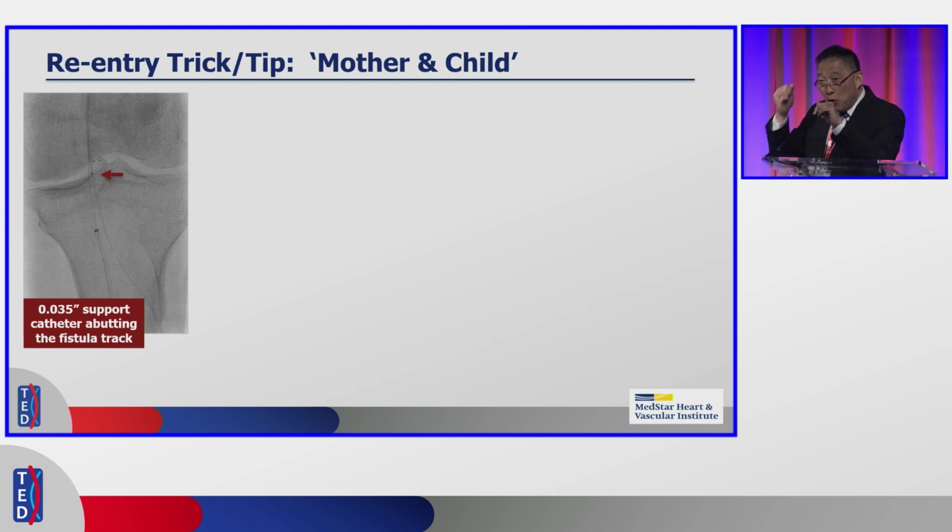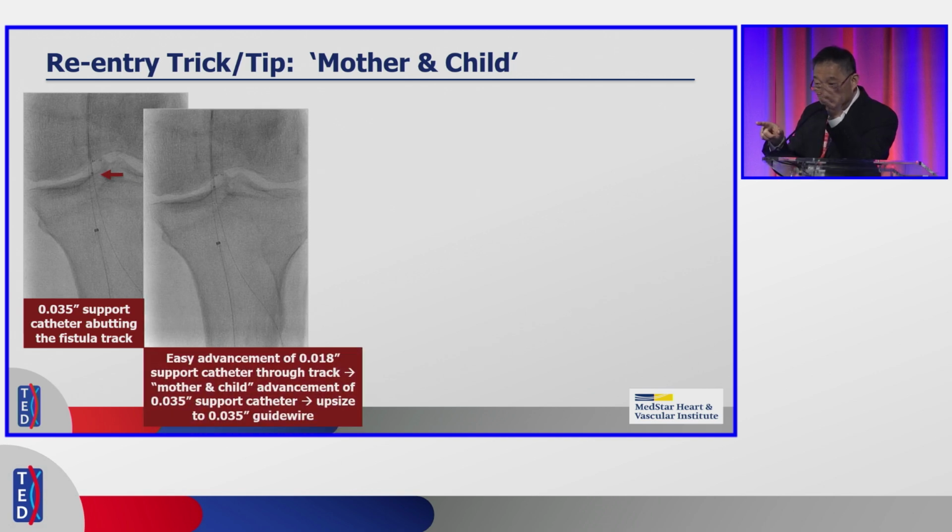So instead of putting the 018 support, I put an 035, then advance an 018 inside it. And you can see from this, which I see often, if you get the 035 in, it just stays on that AV fissure, what I call the trap, right? And it won't go in. But then if you have an 018 in, look at this, it will just fly in easily.